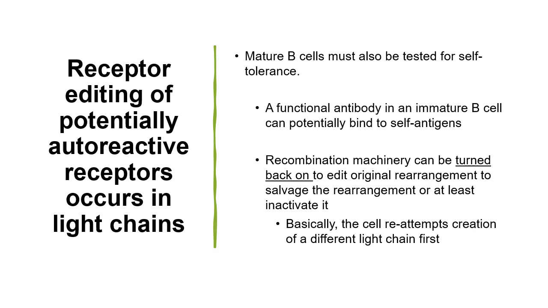And apparently, it actually defaults back to attempting to do the recombination at the light chain if it has to try to edit this receptor and make a slightly different version of the same basic receptor. So the heavy chain remains consistent, but it'll try to recombine a new light chain. If that is unsuccessful, it'll move over to the second allele on the other chromosome copy and try to recombine there. If neither of those are successful, what happens? Cell death, apoptosis. Yep, that is absolutely correct.